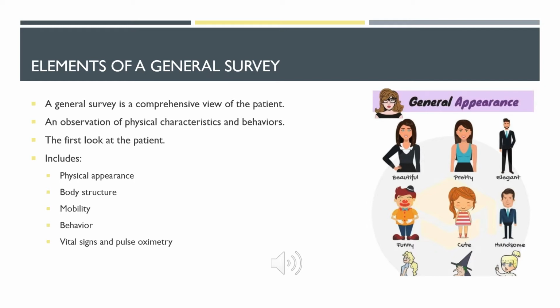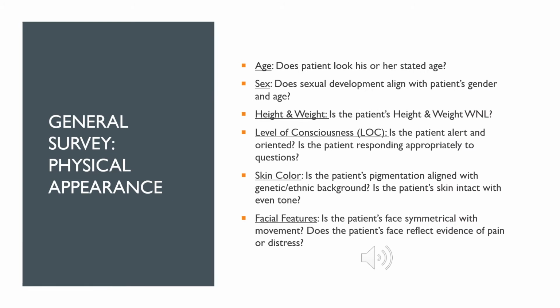There are several elements that you will look at in a general survey. The elements include the patient's physical appearance, the body structure, mobility, and behavior. In addition to those elements, you will also be looking at the vital signs and pulse oximetry data that you have collected. The first component or first element of the general survey is the physical appearance.